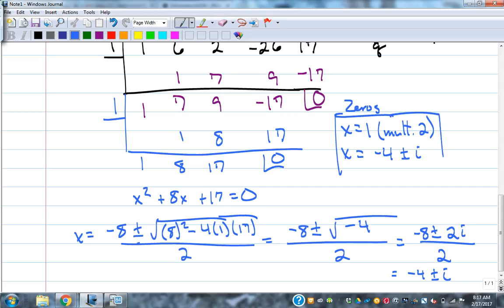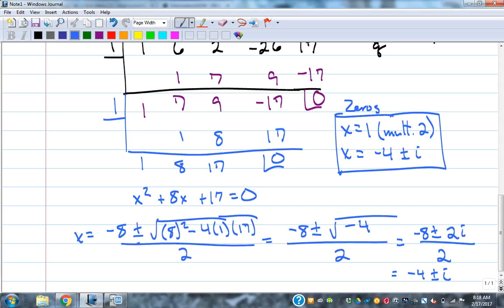So we have 4 zeros: 1 that counts twice, so 1 and 1, and then negative 4 plus i, negative 4 minus i. 4 solutions. The degree was what? 4. Matches. 4th degree, 4 solutions, 4 zeros. Actually, only 1 x-intercept, but the process to find them is the same though. Okay?